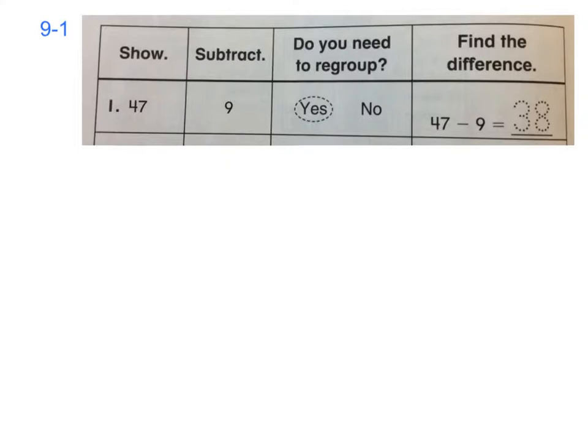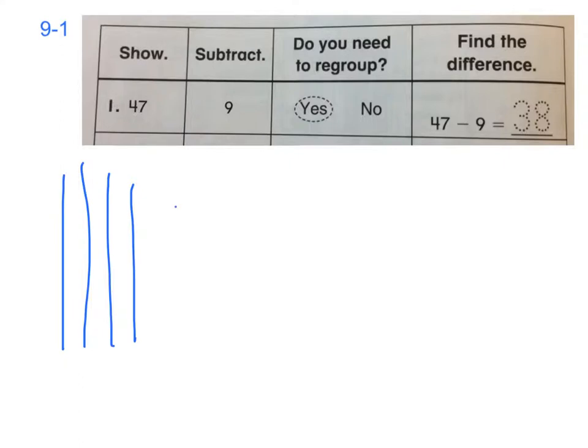So let's draw the number 47. 4 tens and 7 ones. Now you need to regroup. You need to take away 9 ones, but you only have 7 ones.